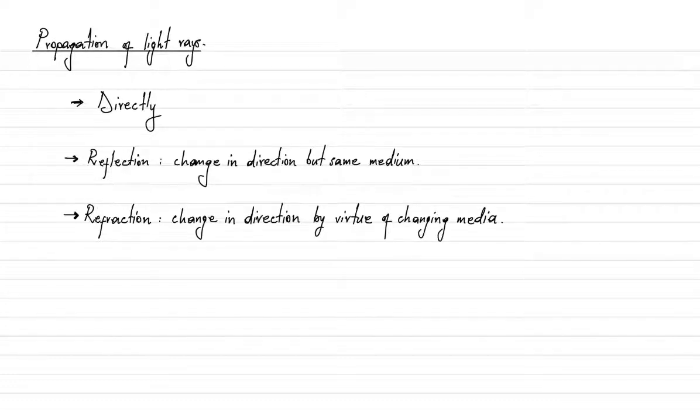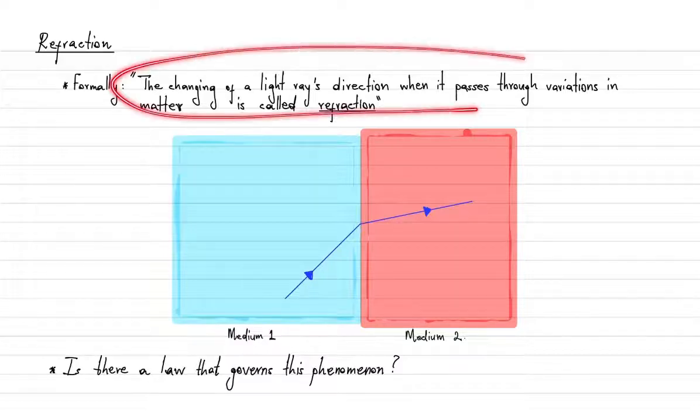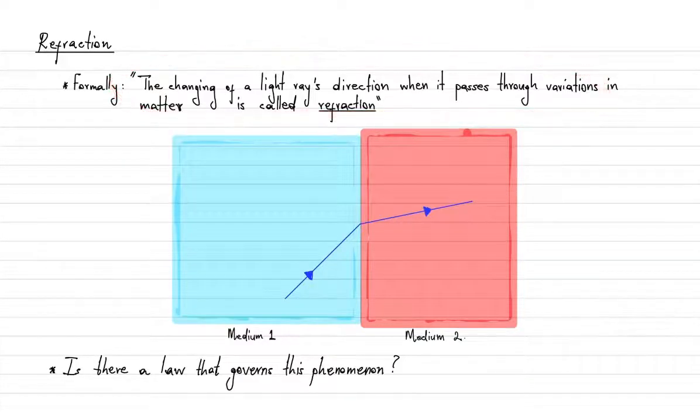Let's talk about it a little more formally. Formally, we say that the changing of a light ray's direction whenever it passes through different media, which are made of matter, is known as refraction. So this is what we mean when we talk about refraction. We're talking about the changing of the direction of light by virtue of it going from one medium to another.